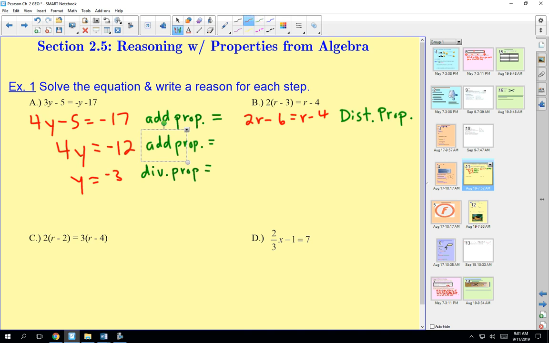So here we go. Next step. What would the next step be? What were you thinking you would do to each side? Add 6 to each side. Sure, you could do that.